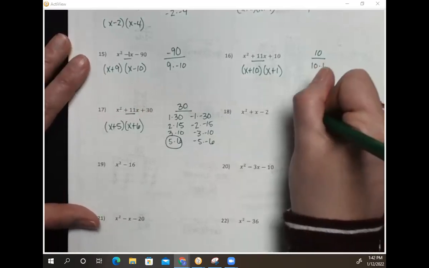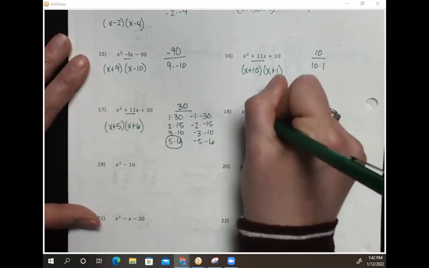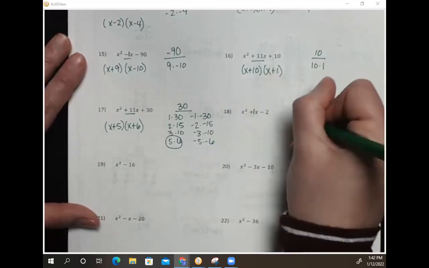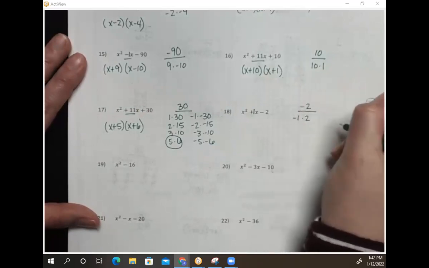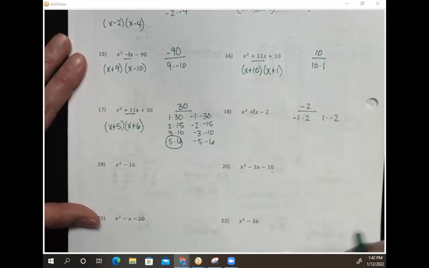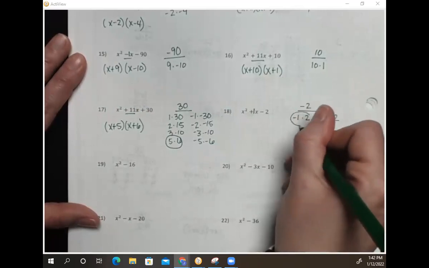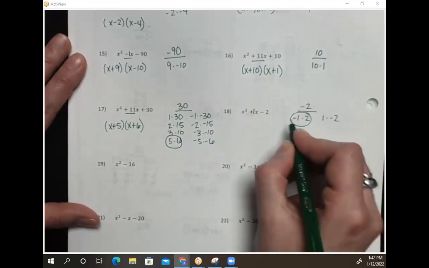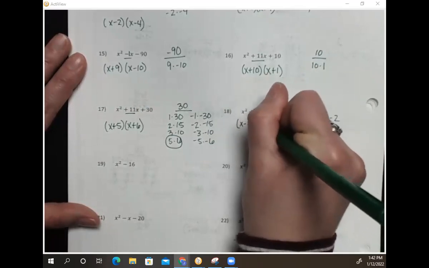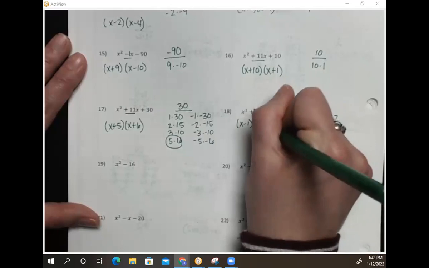For number 18, I want factors of negative 2 that would add to positive 1. So for negative 2, that's negative 1 times positive 2, or 1 times negative 2. I want that first option, since if I added those numbers, I would get positive 1. So my factored form is x minus 1 times x plus 2.